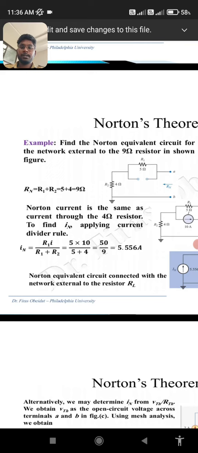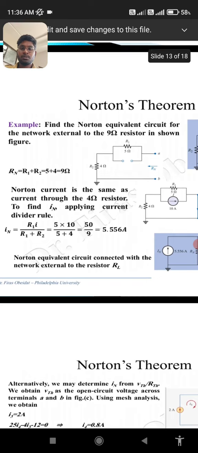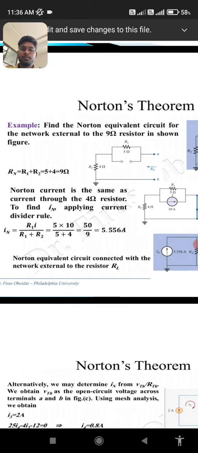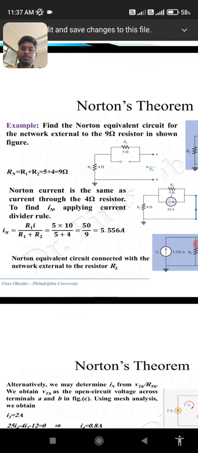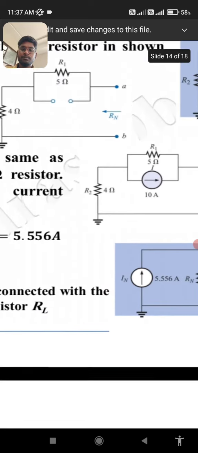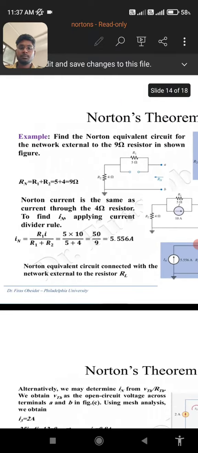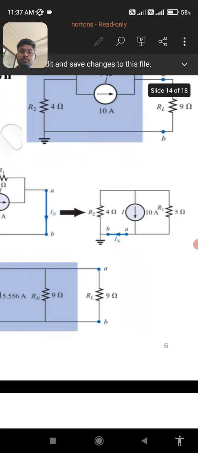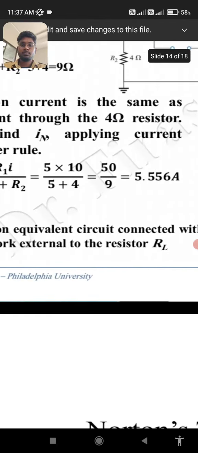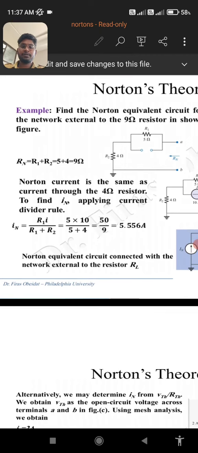To find IN, applying the current divider rule, IN is equal to R1 I by R1 plus R2 is equal to 5 into 10 by 5 plus 4 is equal to 50 by 9 is equal to 5.556 amps. Norton's equivalent circuit connected with the network external to the network resistor RL.